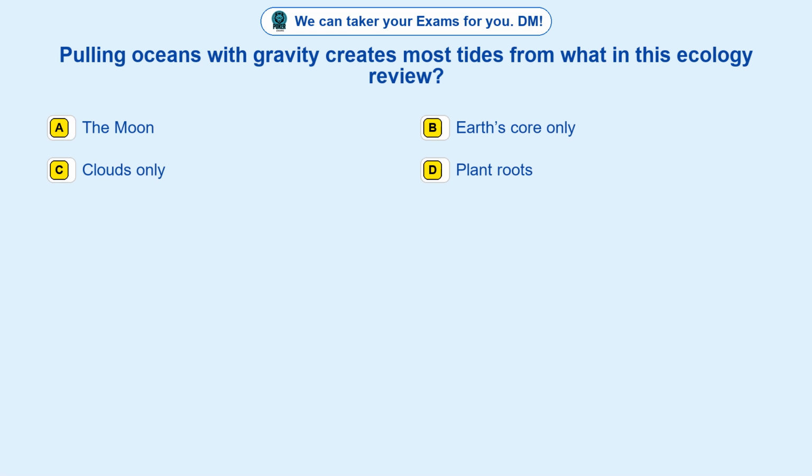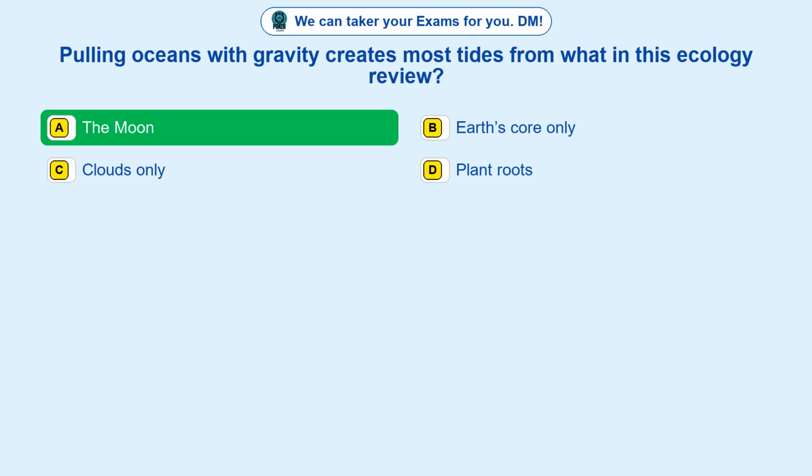Question 91. Pulling oceans with gravity creates most tides from what in this ecology review? Option A, the moon. Option B, Earth's core only. Option C, clouds only. Option D, plant roots. The correct answer is option A.